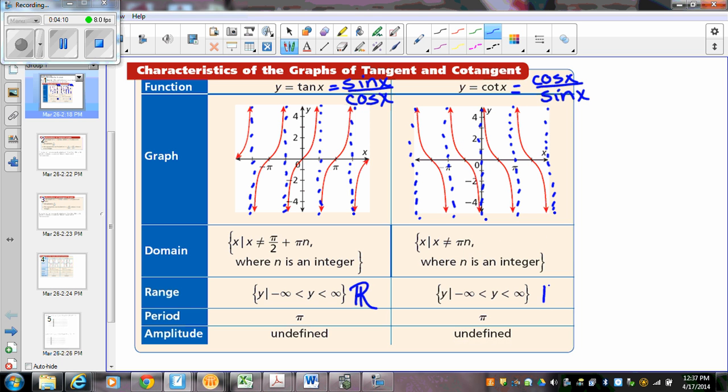The range, though, once again, is all real numbers. The period stays the same because we have that same width between our asymptotes. And then the amplitude is undefined once again.